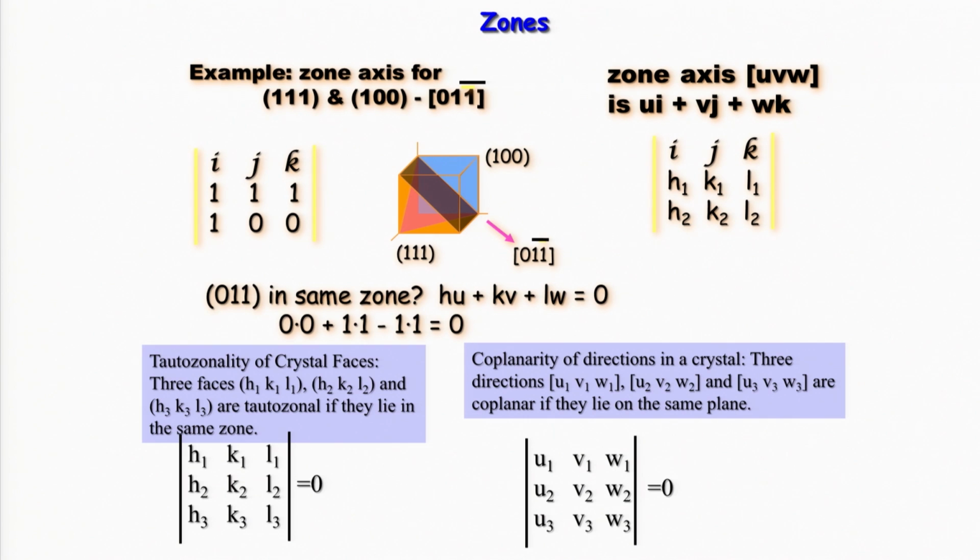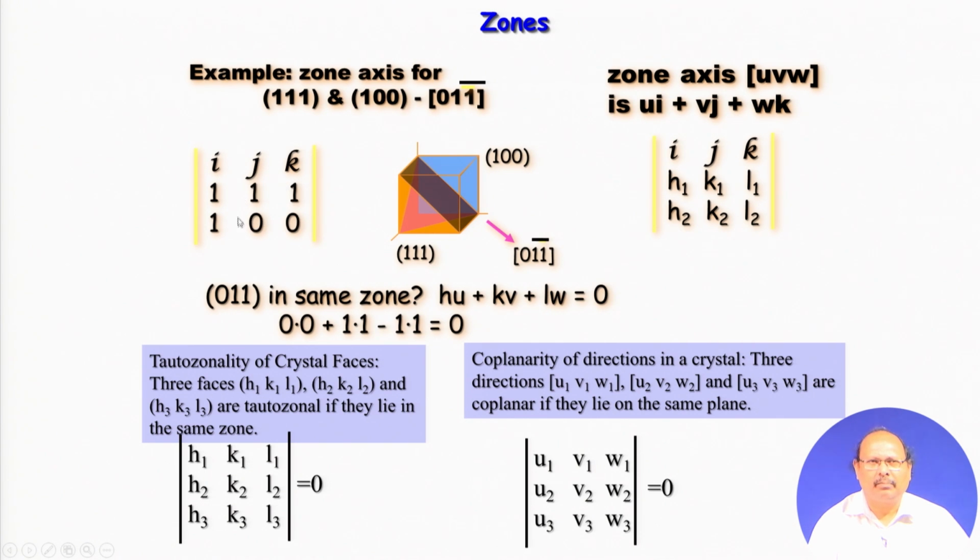Now, let us do a very simple calculation. Let us consider that you have two faces here, 1 1 1 and 1 0 0. What is the zone in which these two faces lie? So, what you have to do? You now know that you take out this column and this row here, and you multiply 1 into 0 minus 0 into 1.